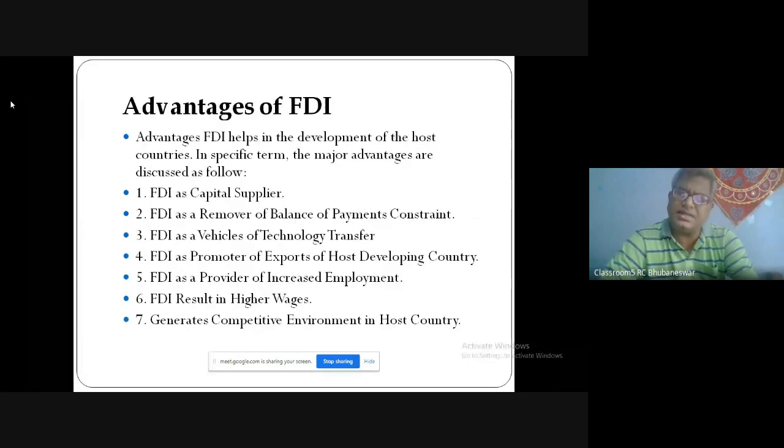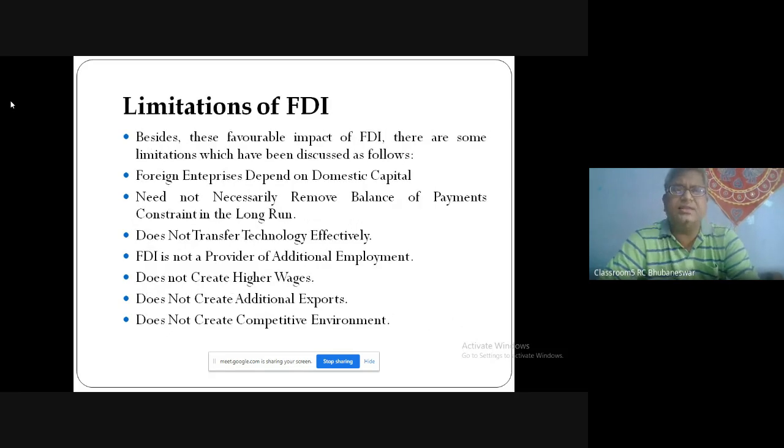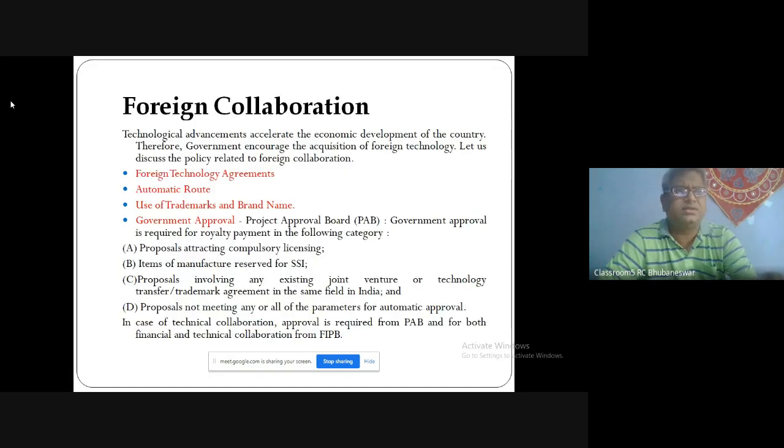But certain advantages are there. FDI is a supplier, FDI addresses balance of payment constraints, it is a vehicle of technology transfer, it increases employment, and FDI also results in higher wages. But there are some limitations. What are these limitations? There is foreign enterprise versus domestic capital, and they create higher wages but do not create additional exports, and do not create a competitive environment.